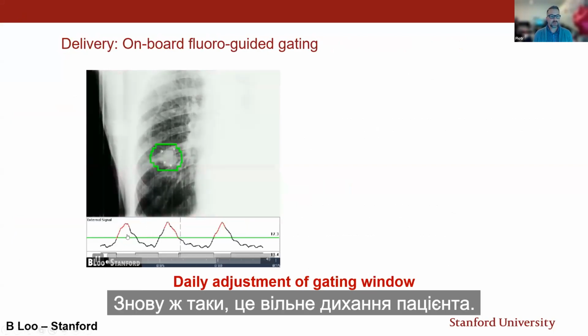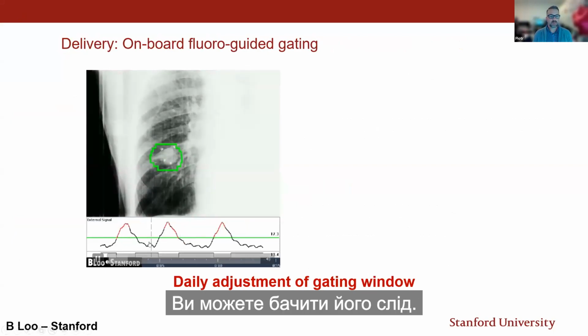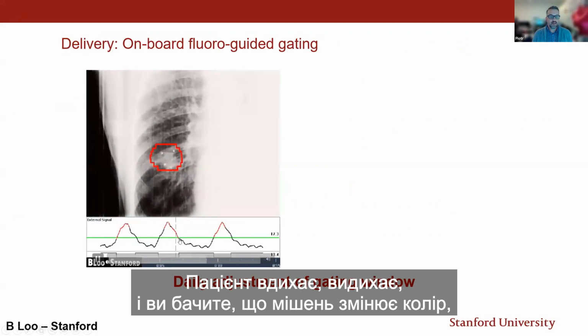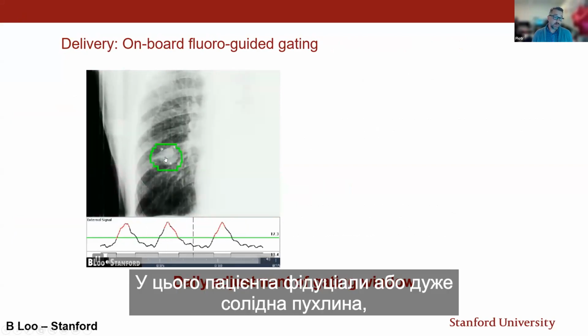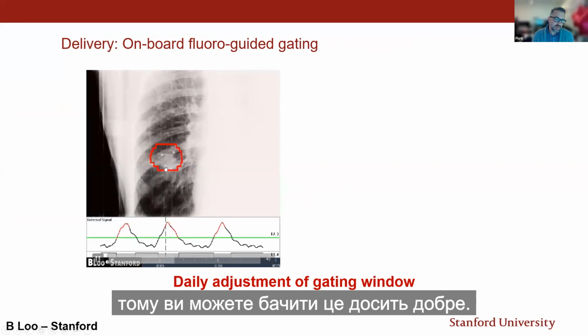So again, this is a patient in free breathing here. You can see their trace. So they breathe in, they exhale, and then you can see that the target changes color when the beam's on versus off. This patient has fiducials or a very solid tumor, so you can see it quite well.